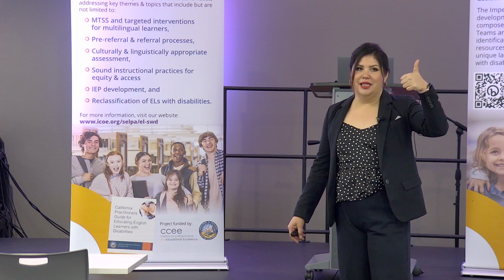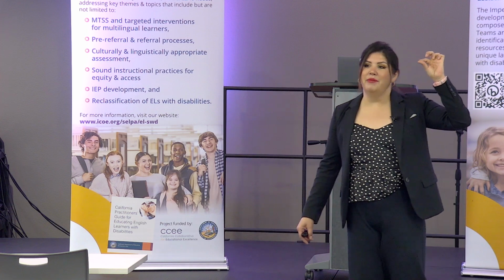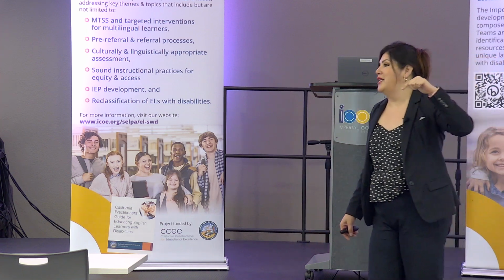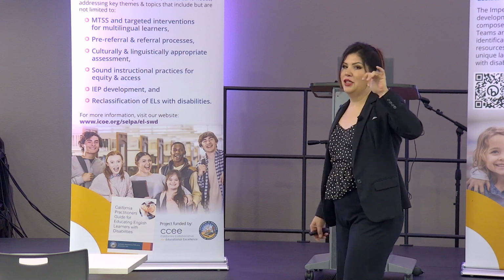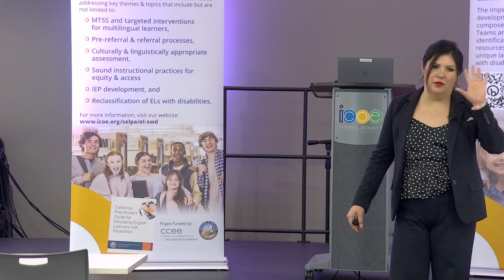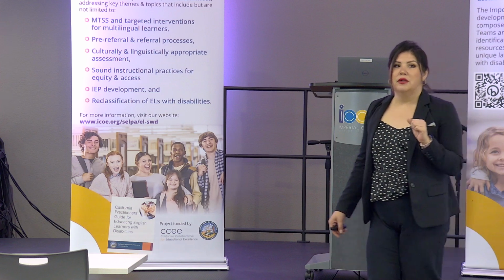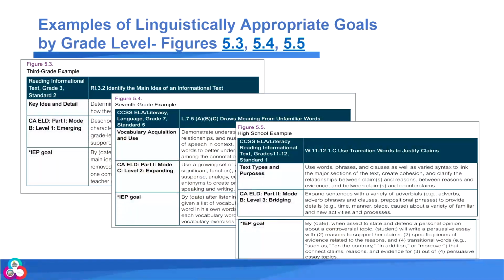It gives you the key idea in detail, the ELD standard, and what the combination of both could look like as an IEP goal. These are in the actual practitioner's guide too. I know right now they're layered and you can't really see what's underneath, but if you've got the Padlet popped open, you can actually go into the document so you can see these. 7th grade example. Standard up at the top. Vocabulary acquisition and use, that's the area of focus. The ELD standard, and the combination of the two.